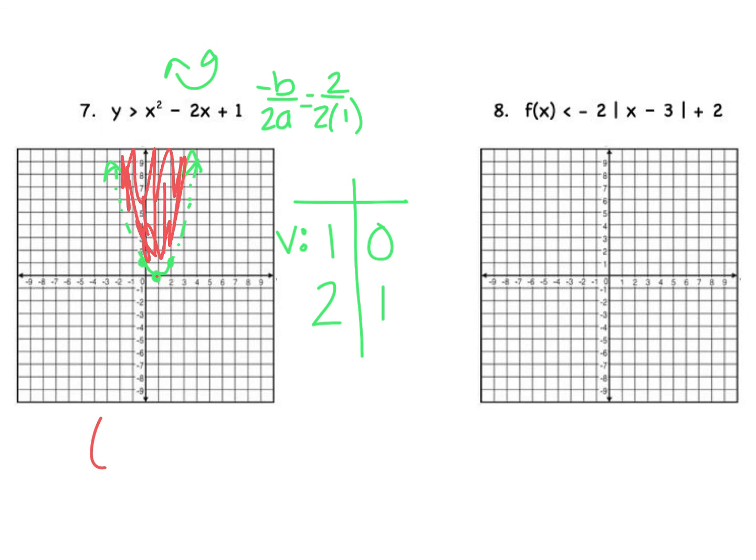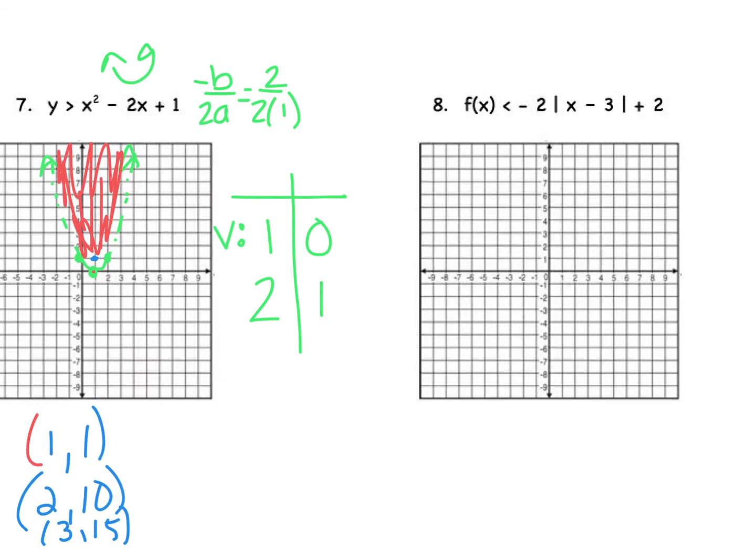So I'm going to choose this point here, which would be (1, 1). I've got a point at (2, 10). I have a point at (3, 15), and there's an infinite more.